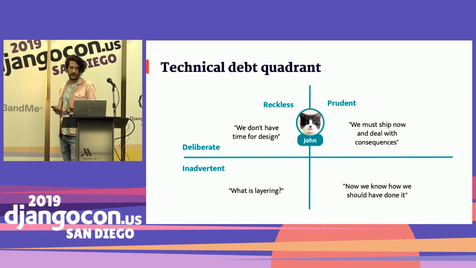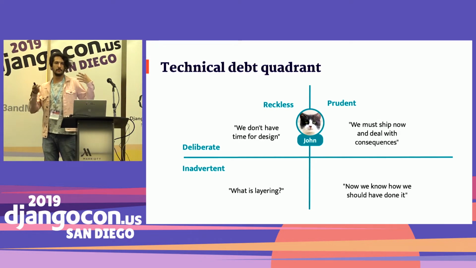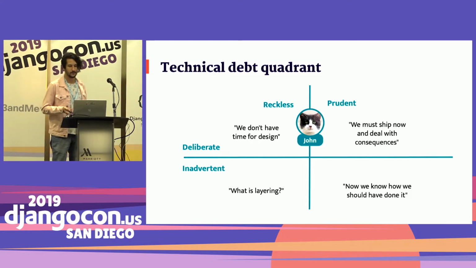If you look at the Martin Fowler technical debt quadrant, which I highly recommend you check out later, we can easily see where John is, because he's on the top part of the quadrant, being reckless and prudent, because he knew he didn't have that much time to implement a better solution, but also acknowledged that in the future he would come back and fix it. So he's kind of in the middle.